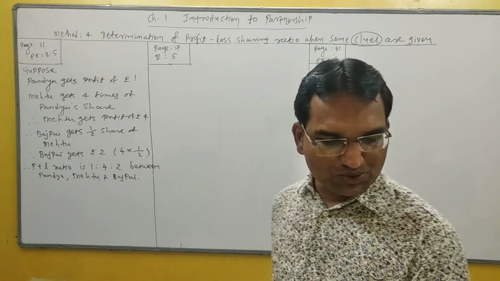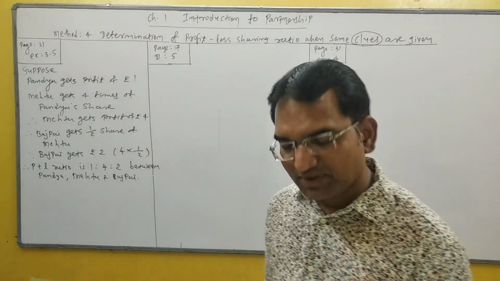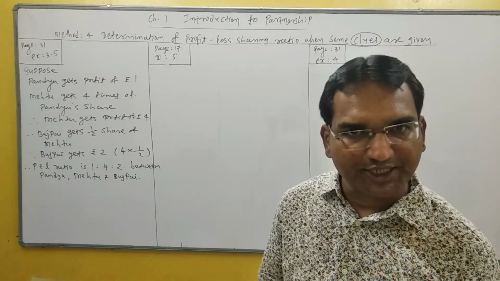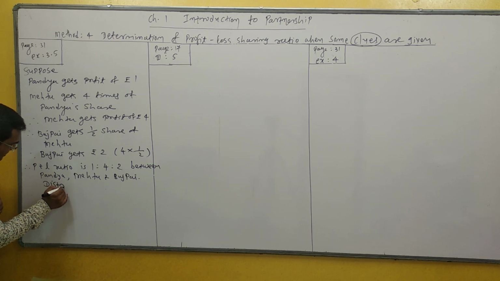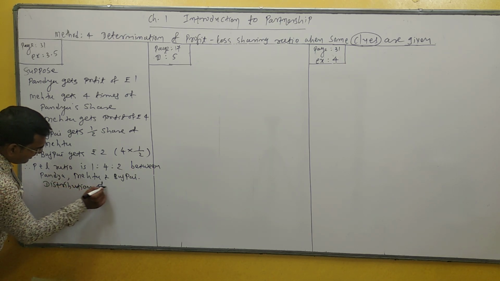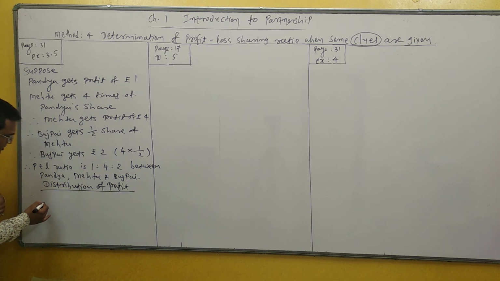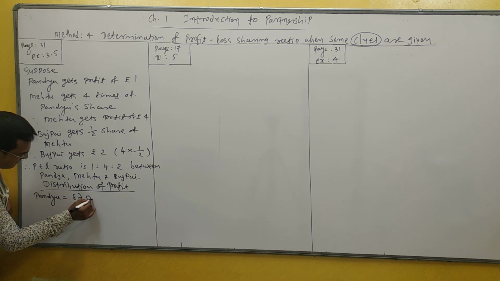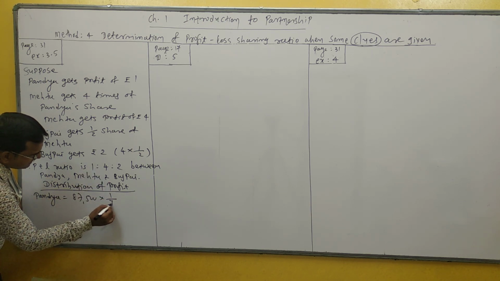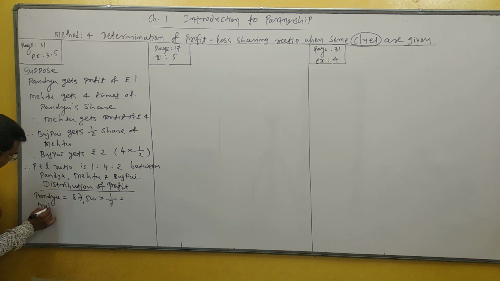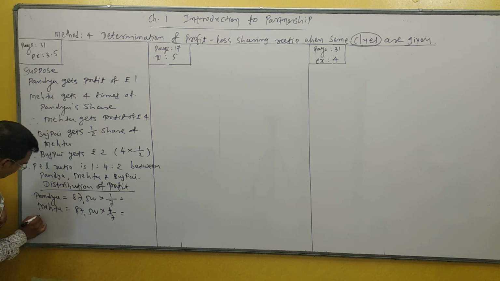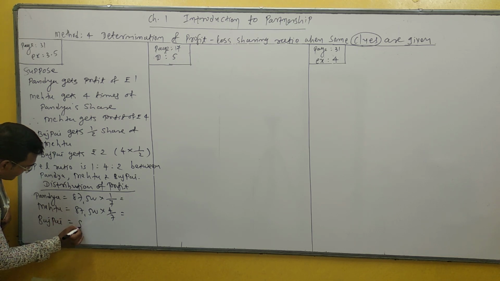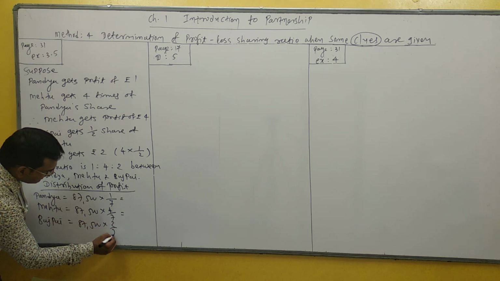Now divisible profit is already given, 87,500. So 87,500 is divided between 3 partners in their profit sharing ratio. So finally, distribution of profit. First partner Pandya: 87,500 into 1 by 7. Mehta: 87,500 into 4 by 7. And Bajpai: 87,500 into 2 by 7.